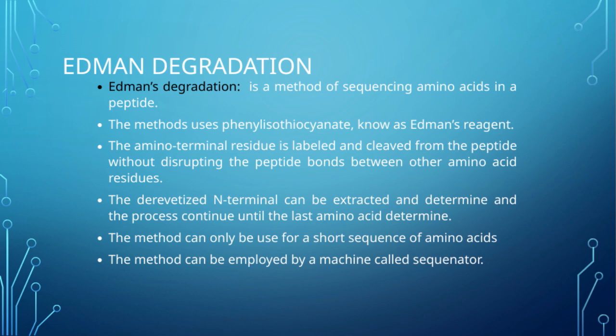However, it's important to note that this method is most effective for relatively short sequences of amino acids. It's not suitable for very long peptides. Another interesting point is that this process can be automated using a machine called a sequenator, which greatly speeds up the sequencing process and improves accuracy. So, in summary, Edman degradation is a powerful tool for peptide sequencing, especially for short sequences, and it relies on a chemical reaction that allows us to sequentially identify amino acids from the N-terminus.